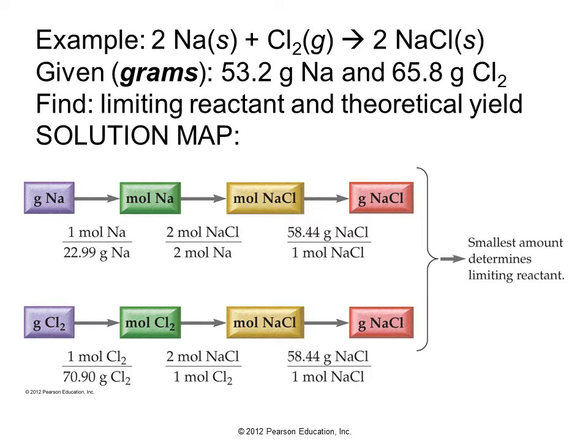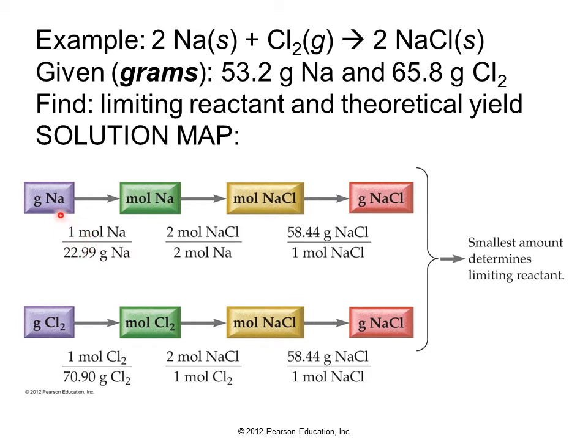For example, we have sodium chloride. In this balanced equation, sodium plus chlorine makes sodium chloride. We start out with 52.3 grams of sodium and 68.5 grams of chlorine. What is the limiting reactant and the theoretical yield? Well, we just begin simply by our usual map. Start with the given grams of sodium.